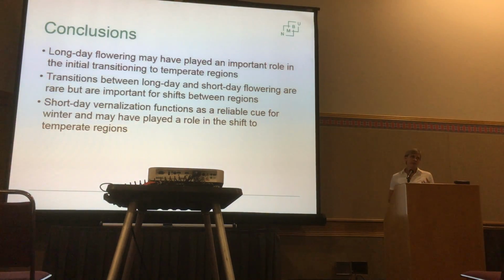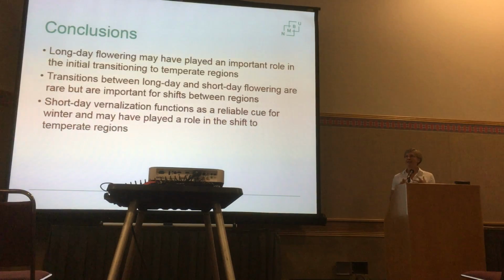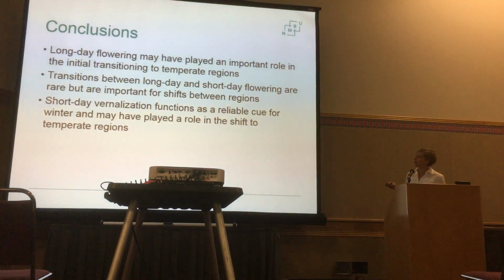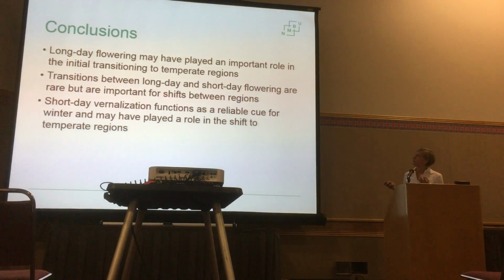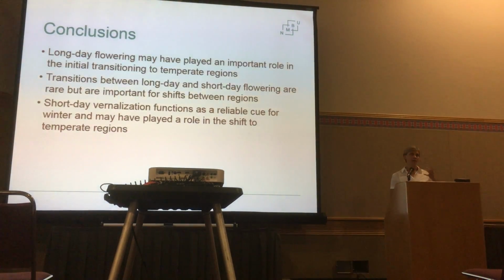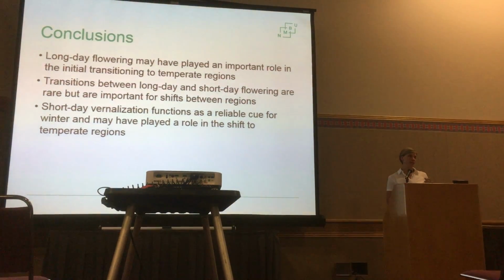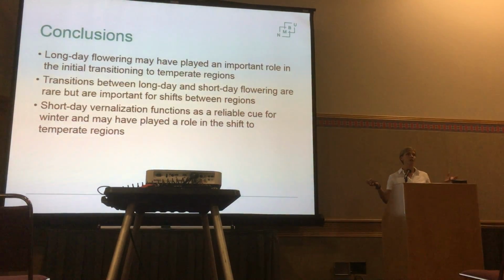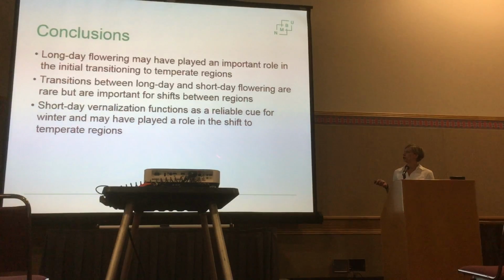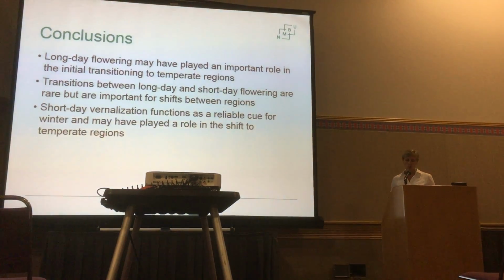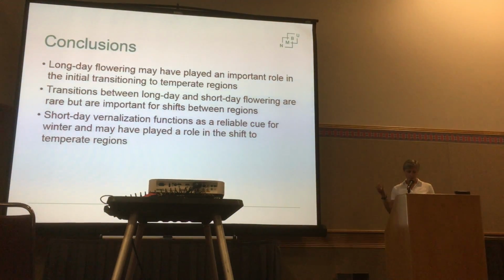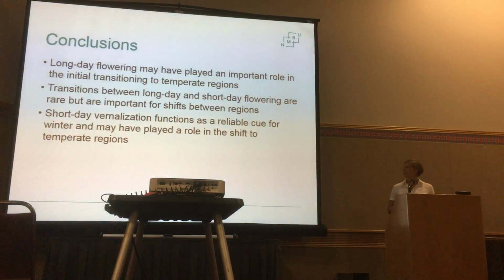The short day vernalization data is something that we really haven't analyzed very well yet, so I don't have any proper reconstruction of that. But short day vernalization can function as a reliable cue for winter, and also may have played a role in the very early lineages when the temperature wasn't stably cold for longer periods. It could have functioned as a reliable cue for winter and helped the grasses to the spring where they could respond to the longer days.